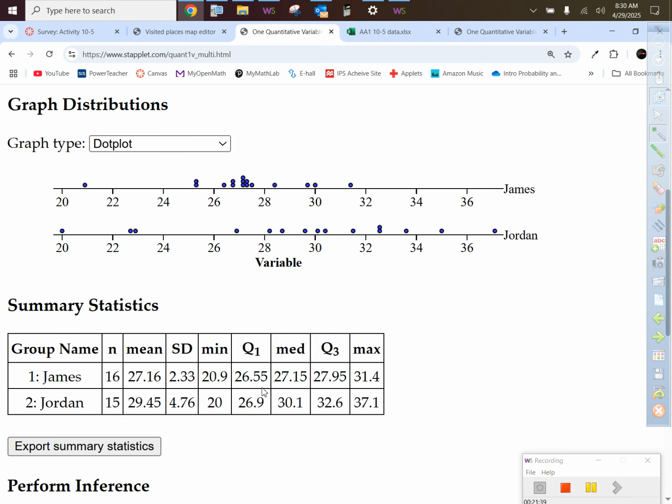Talk to me. First, talk to your neighbor. Fairly symmetric, skewed right, skewed left, bimodal, or fairly uniform. What's your feelings?